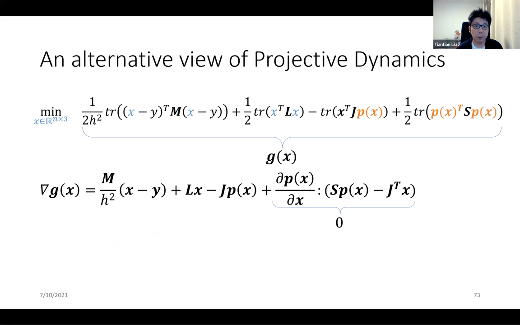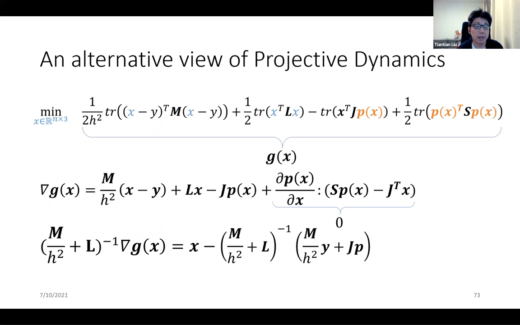That is great. Now we can further left multiply the inverse of matrix M divided by H squared plus L to both sides of the equation, which will give us something that we already knew. It turns out that the analytical solution of the global step X star in projective dynamics is simply the current state X minus a filtered gradient direction. And we can use the same filter matrix to simulate different materials. The only thing we need to do is to change the gradient. This is to say that projective dynamics is nothing but just a quasi-Newton method.